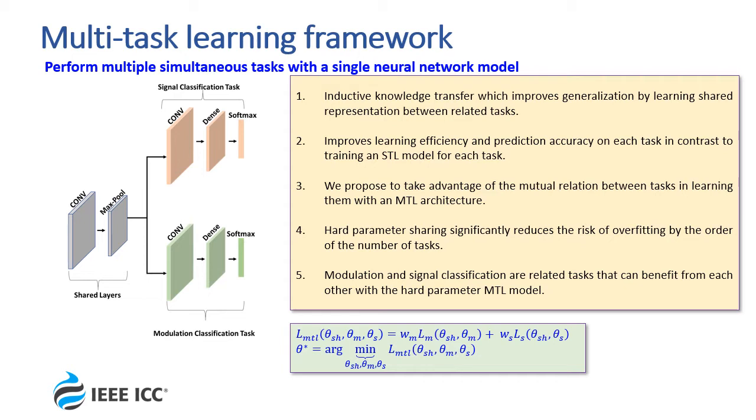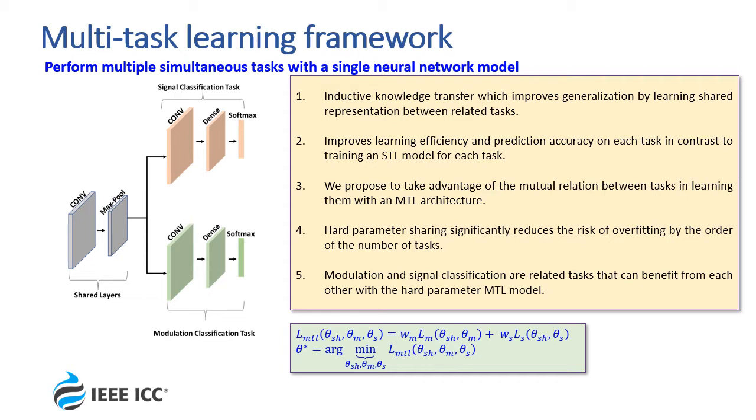And this way, it would improve the generalization capability of the model. And implicitly, it improves the learning efficiency and prediction accuracy on each task, as opposed to a single task learning model for that particular task. Therefore, we propose to take advantage of the mutual relation between the tasks in learning them with an MTL architecture.